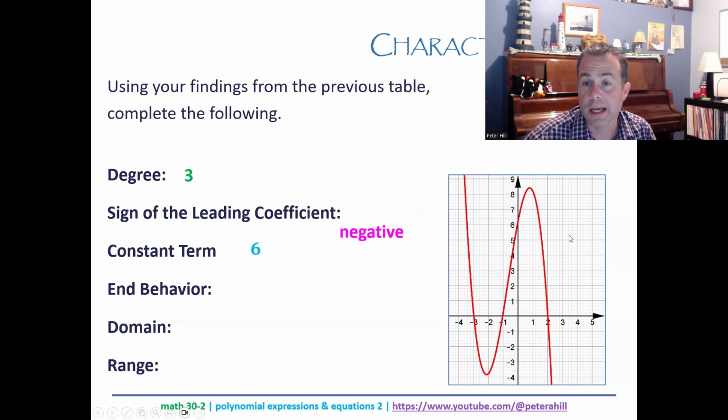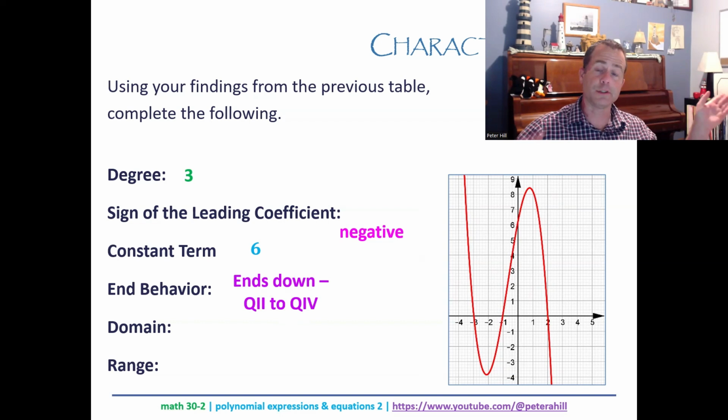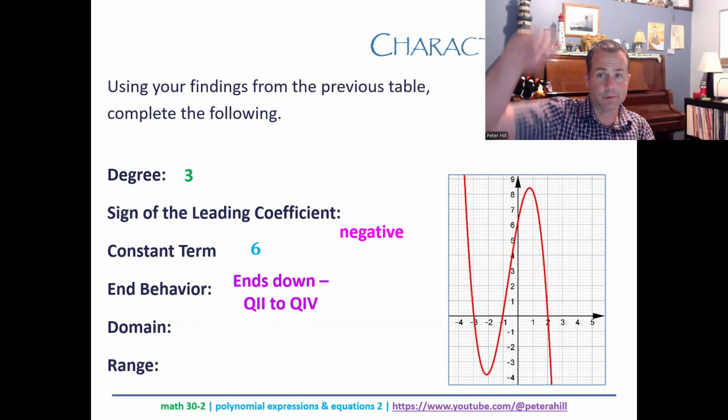End behavior, I am ending down, and I'm going to go from quadrant 2 to quadrant 4. So I'm coming in on quadrant 2, and I'm going out on quadrant 4. Domain will be real, and range will be real. Again, I'm going to go left and right forever, and I'm going to go up and down forever.